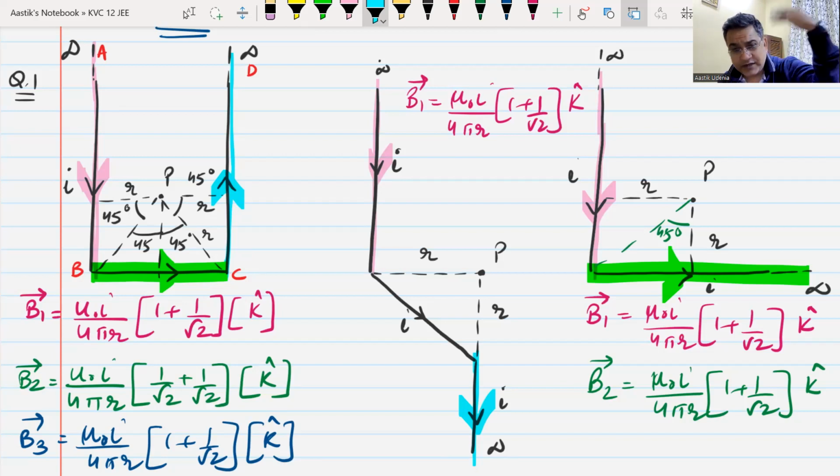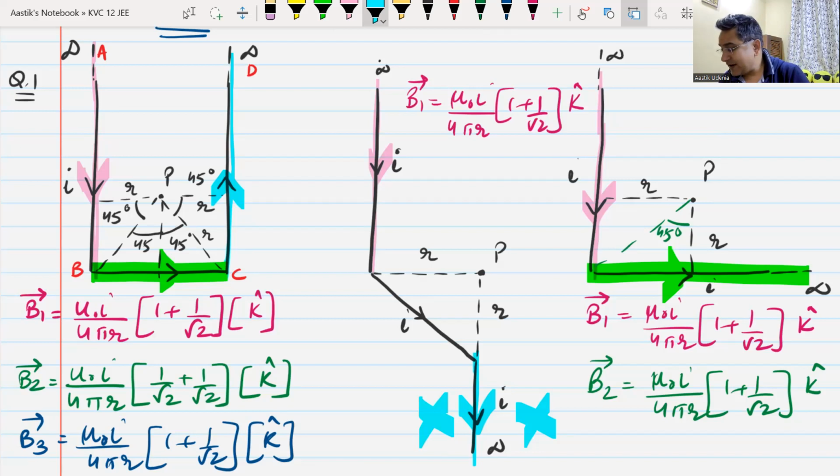Point P lies directly behind the blue wire. Whether it lies directly behind or directly in front, both angles would be 0 or 180, so the magnetic field would be 0. So this wire is not going to create any magnetic field at point P. Do we understand this? Yes, sir.